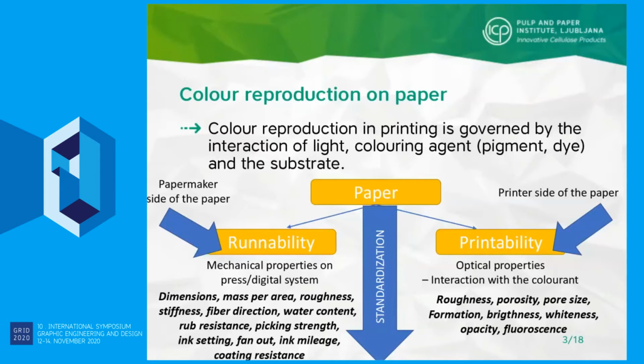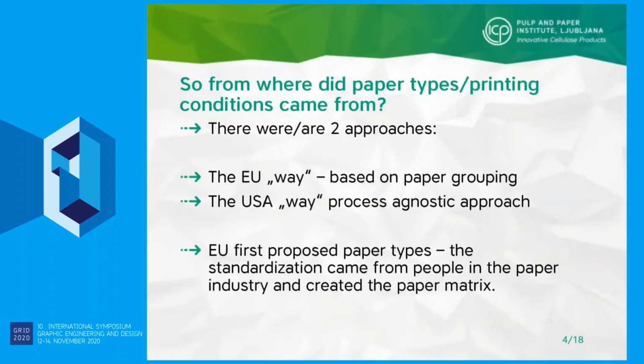But to standardize paper, you need both sides. You need to know the left side and the right side to have a complete paper, which will also have good runnability and good printability properties. So where did the paper types or printing conditions in ISO standards, for example 12647, for offset, flexo, or for the G7 method, come from? How were they built?